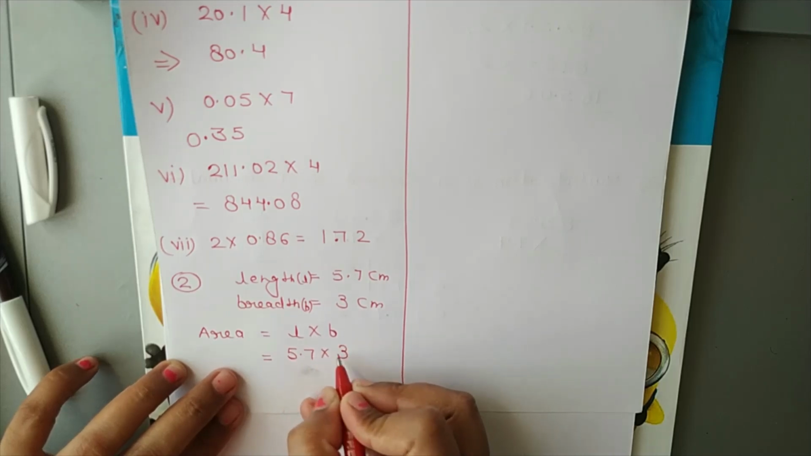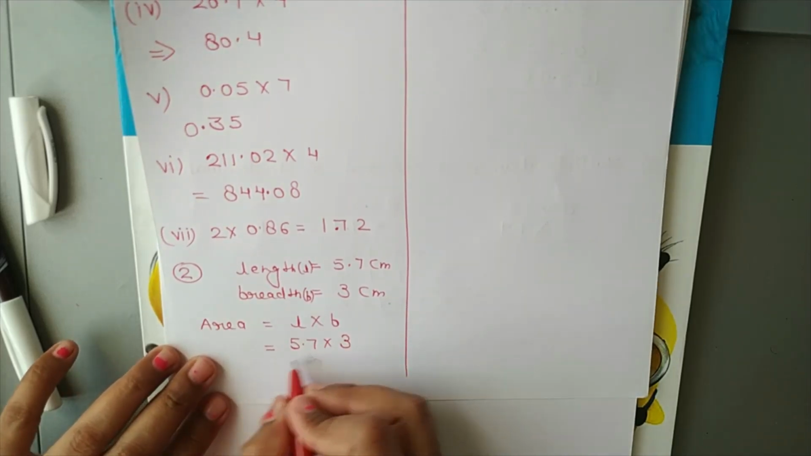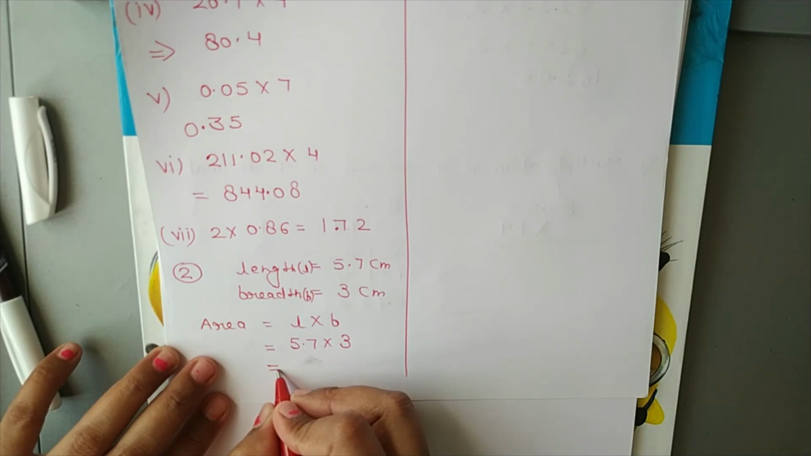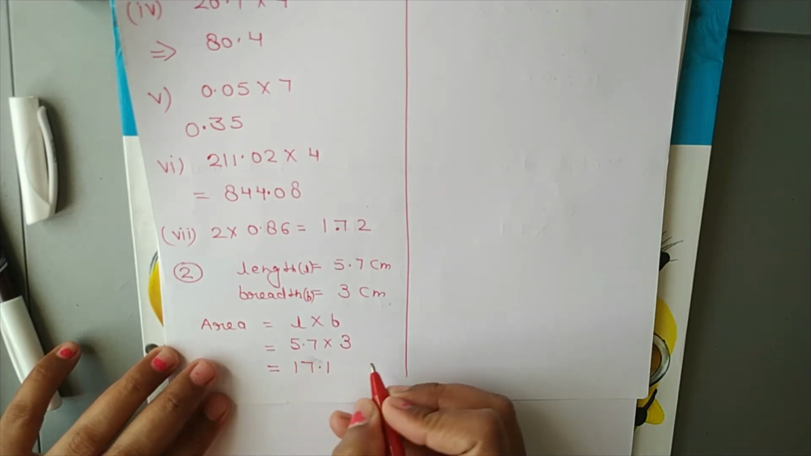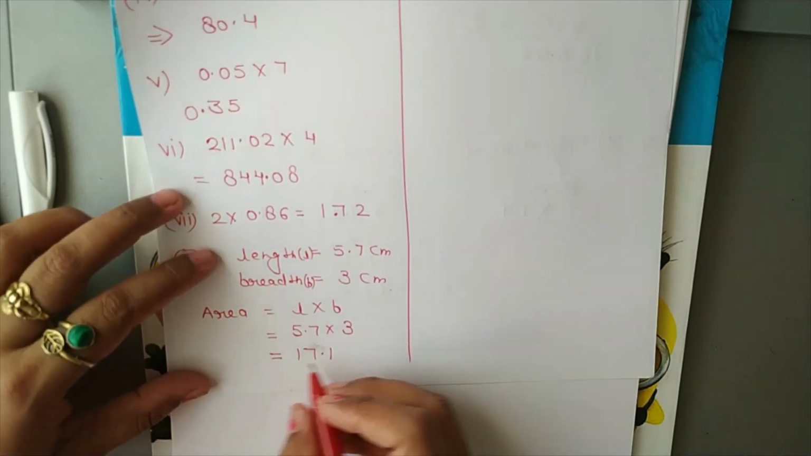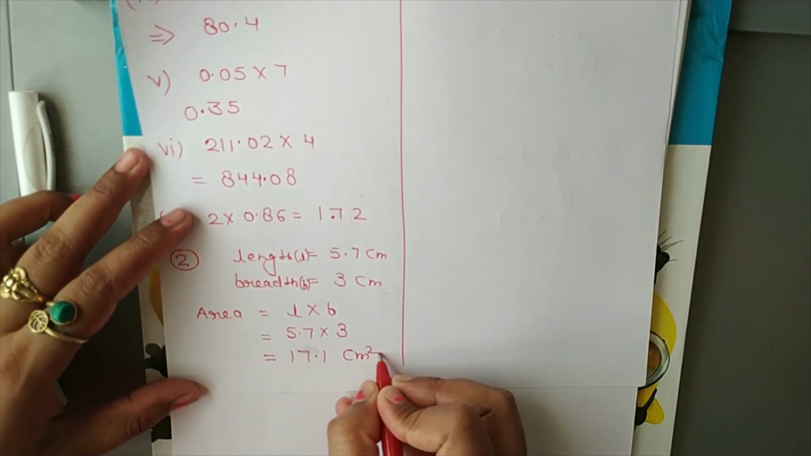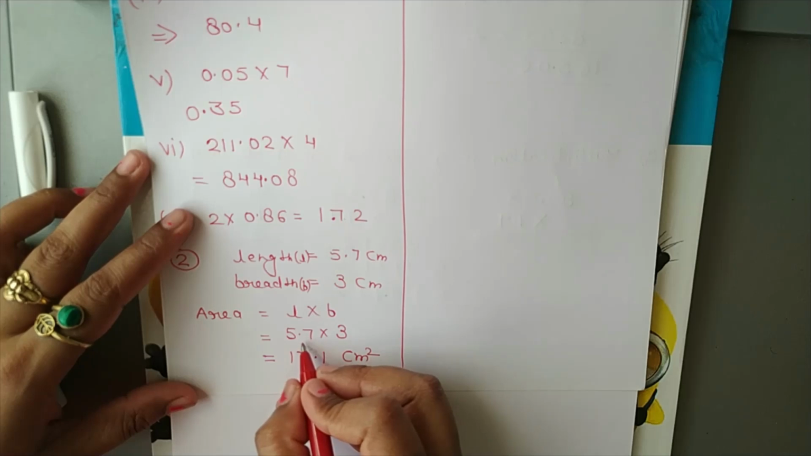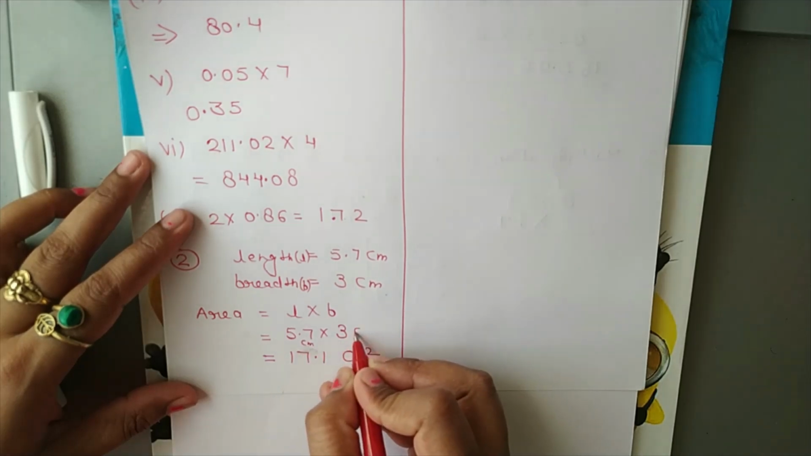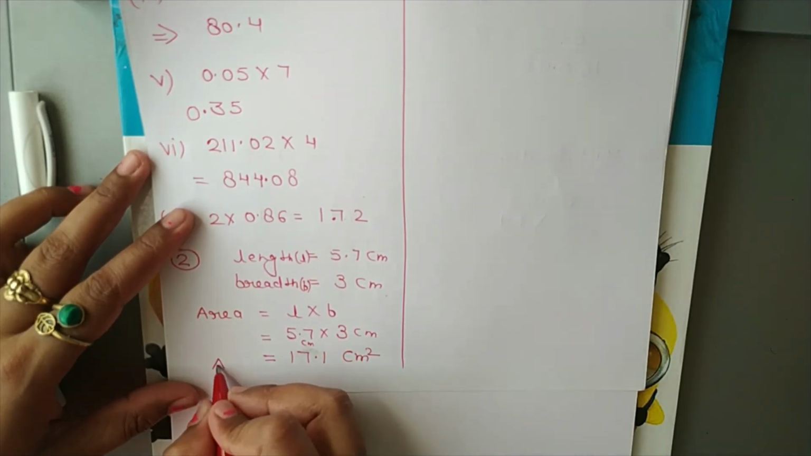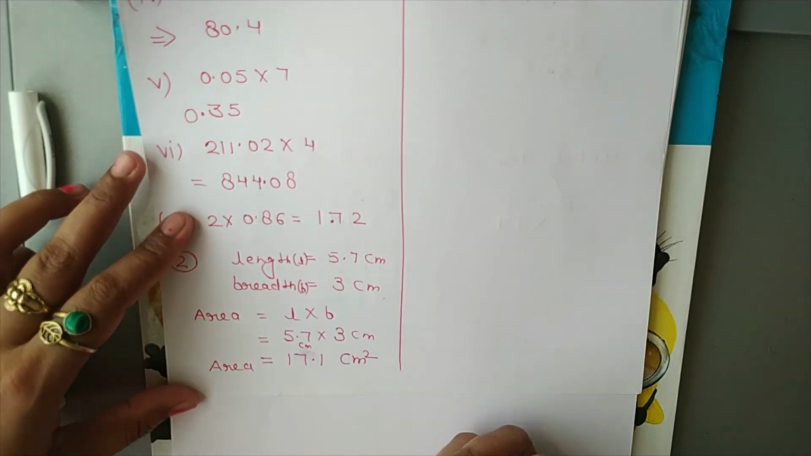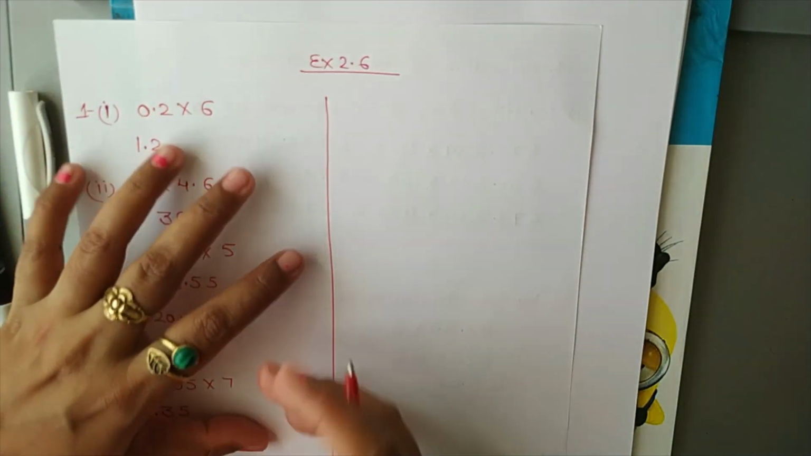So L into B means 5.7 into 3. Okay, so ignore the decimal and multiply. The answer will be 17.1. Its unit will be centimeter square, because it is 5.7 centimeter into centimeter. So the area is equal to 17.1 centimeter square.